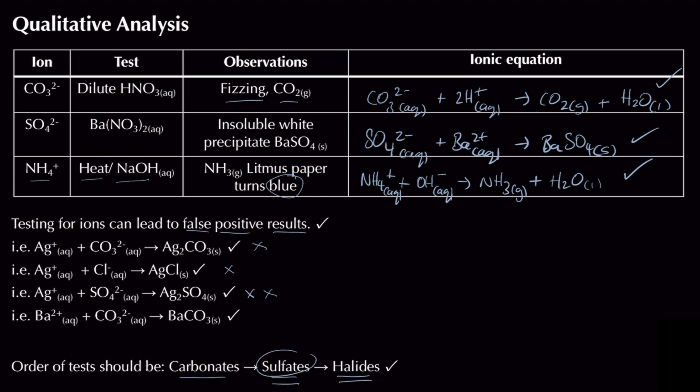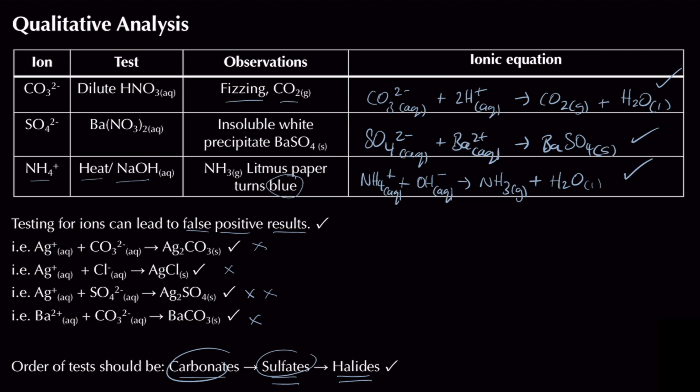Now the last and final one is going to involve your sulfate ions. Why do you test for sulfate ions before your carbonates? Well, the barium ions that you add in the form of barium nitrate to your solution, they will react with the carbonate ions instead of the sulfate ions, and you end up making the false positive again, which is going to be barium carbonate.